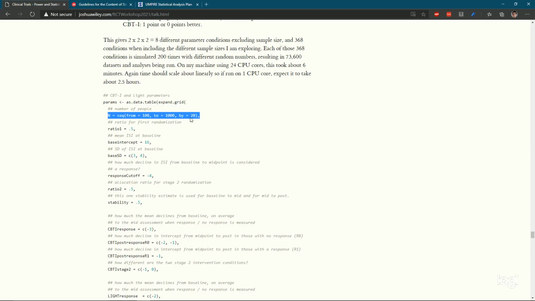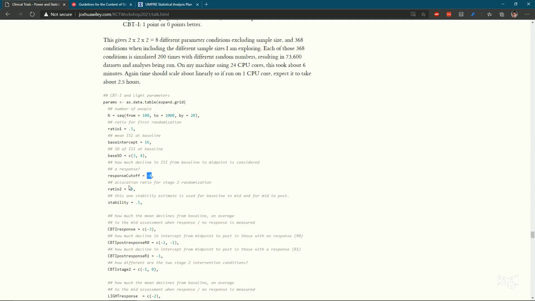I have, well, what's the number of people? I'm going to do a sequence from 100 to 1,000 by 20. What's the ratio for the first randomization? What's the mean ISI at baseline? What's the standard deviation of ISI at baseline? 3 or 4. How much decline in ISI from baseline to midpoint is considered a response? What's my response cutoff? Here I'm using -4.